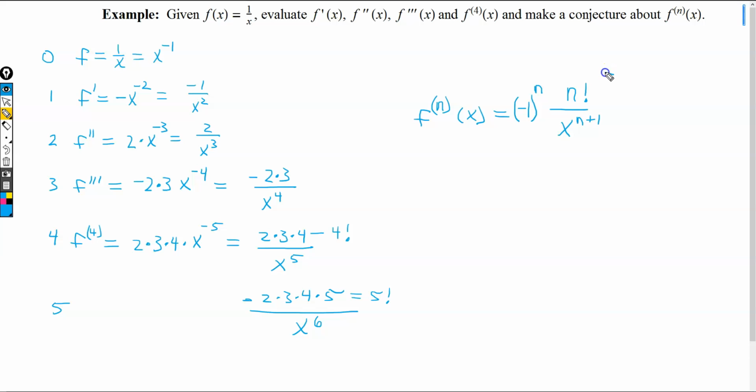And so this is our nth derivative right here. The nth derivative would be negative 1 to the n times n factorial divided by x to the n plus 1 power. That's what this pattern is indicating here. This one, this one, this one, this one, and then this one down here. All right.